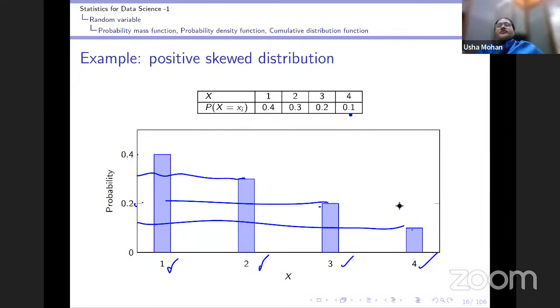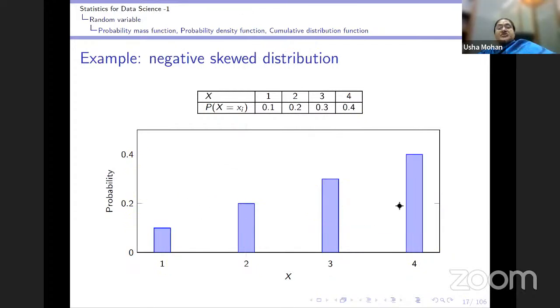Now, what is the use of this graph of the probability mass function? It tells us whether the random variable is symmetric or skewed, so it tells us the shape of the distribution. I could have a positive skewed distribution, a negative skewed distribution, or something symmetric. For example, 0.2, 0.3, 0.3, 0.2 would be a symmetric distribution.